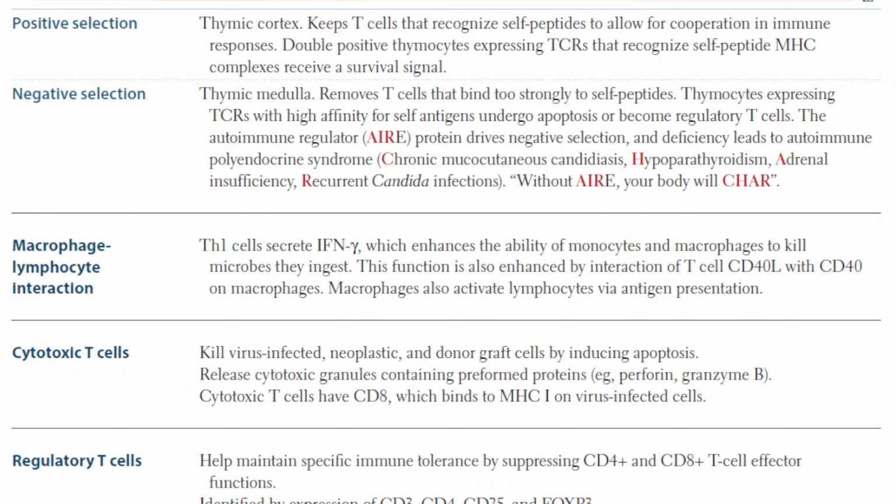Chronic mucocutaneous candidiasis and recurrent candida infections are the same thing, I would say, so it's easy to remember. Chronic mucocutaneous candidiasis, recurrent candida infection, hypoparathyroidism, and adrenal insufficiency. If the negative selection doesn't work right, you're very likely to be affected by those diseases. So this part of negative selection is high yield.